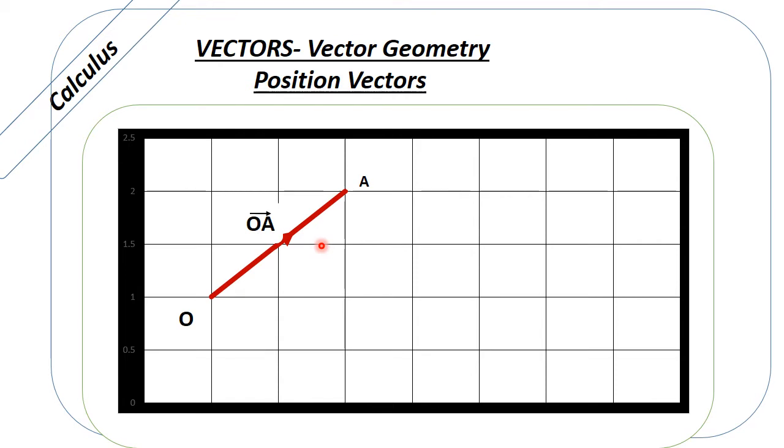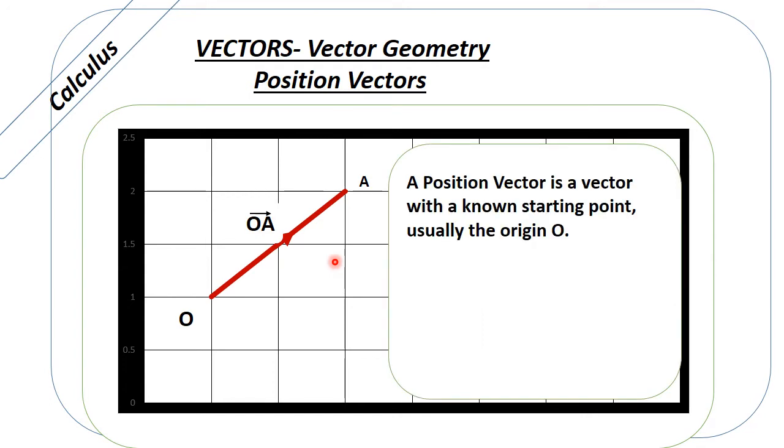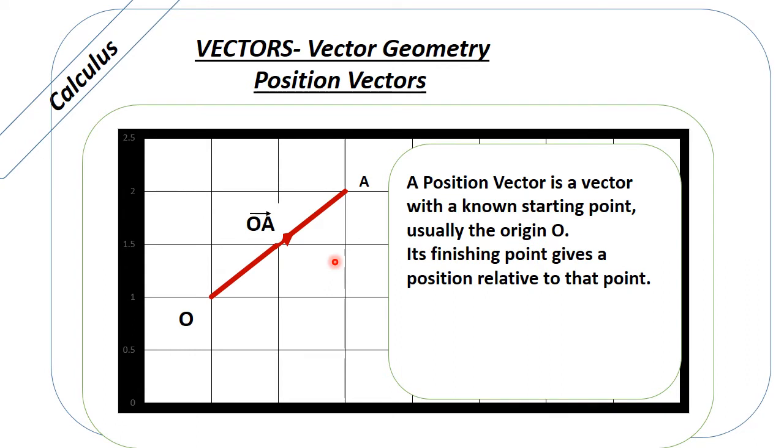For column vectors, we showed just A as a vector. We were never concerned with where it's starting from to where it's ending. But for a position vector, the way it is denoted emphasizes where it is starting to where it's ending. It's starting at O and it's ending at A. So a position vector is just a vector with a known starting point. Usually, we use the origin O as the starting point. So its finishing point gives a position relative to that point.